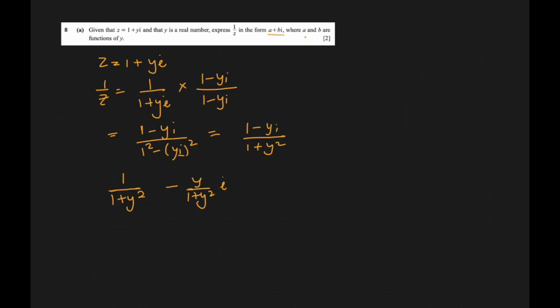So a and b are functions of y. So this is a for us, this one, and minus y over 1 plus y square is b. So a is a function of y, 1 over 1 plus y square. b is also a function of y, which is minus y over 1 plus y square. Okay. b part.